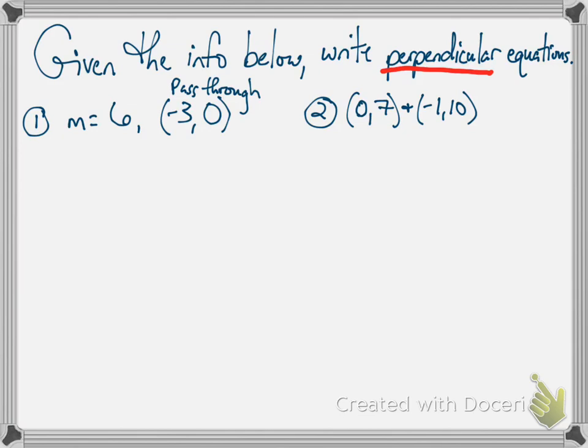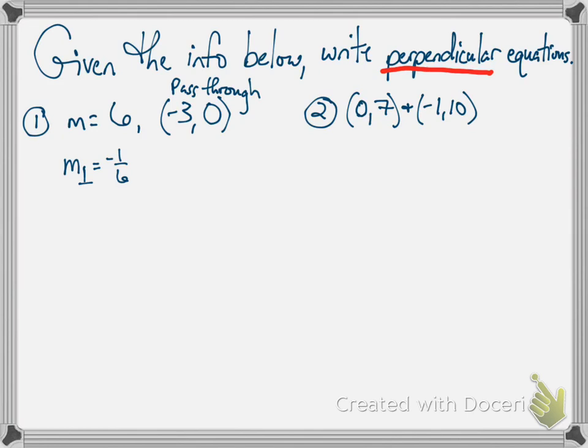Telling you the original line has a slope of 6, I want a new line that's going to pass through the point (-3, 0). The key is, though, I need it to be perpendicular. So perpendicular is opposite reciprocal slopes. If I have a slope of 6, the opposite reciprocal would be negative 1 over 6. Remember, you flip the number, change the sign.